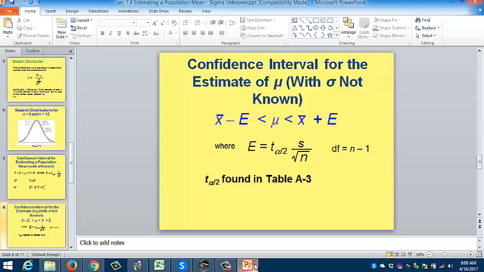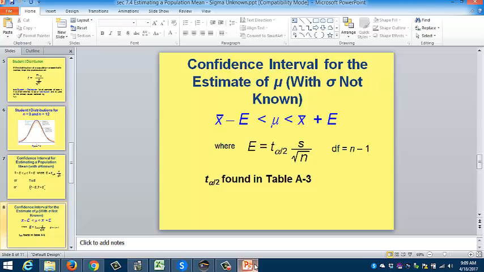By the way, they say t alpha over 2 is found in table A3. That's true. But you know me, I don't like using the tables anymore. That's kind of ancient. We have the calculator. We'd probably use that. Okay? But if you want, there are tables for t also, just like there are tables for z.